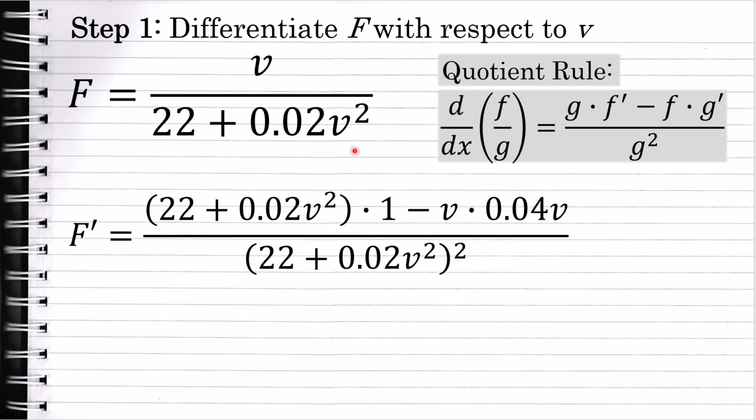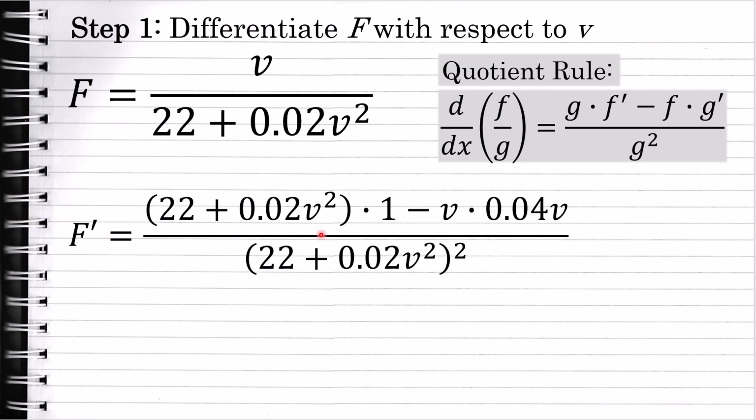The derivative of the denominator here is pretty straightforward. There's two terms. The first term is a constant whose derivative is 0, and the derivative of 0.02 V squared using the power rule is 2 times 0.02, which is 0.04, and then let's drop the power on V down to the power of 1. The denominator of the derivative is the original denominator squared. So here we do have a derivative of F, but let's simplify it a little bit.